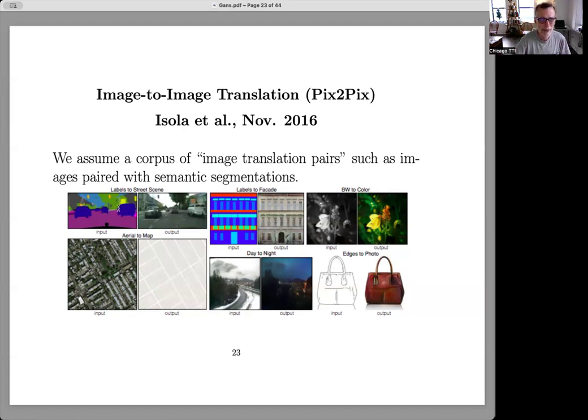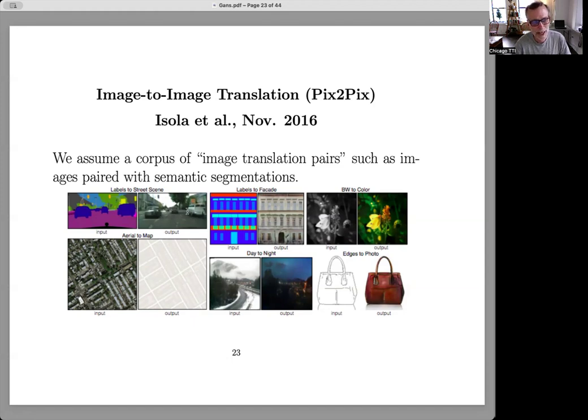So here we might have a segmentation image. This is called a semantic segmentation. It's classifying regions as either road or street lights or cars or sky or tree. We can take an image and generate a semantic segmentation, either by having a person do it or by an off-the-shelf segmentation algorithm. Now I get a pair of these things.